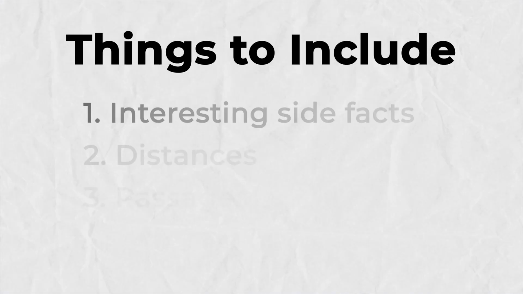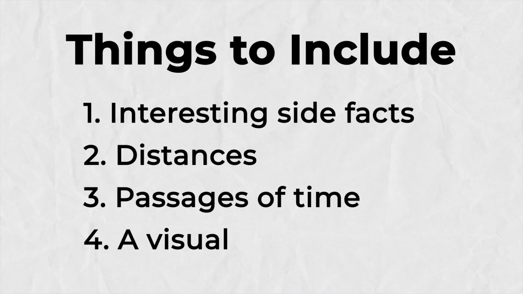So in your findings, you want to be sure to include interesting facts about the people, places, or things, distances, whether explicit or implied, passages of time, and then, of course, something to visualize. Now, if you don't know already, it is super important to make sure you have something to show your students. You always want to have a visual aid.